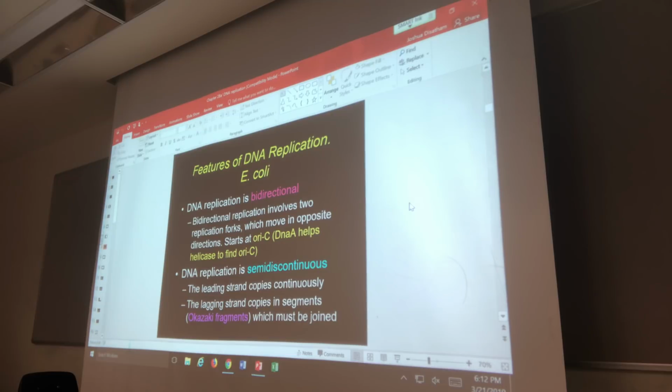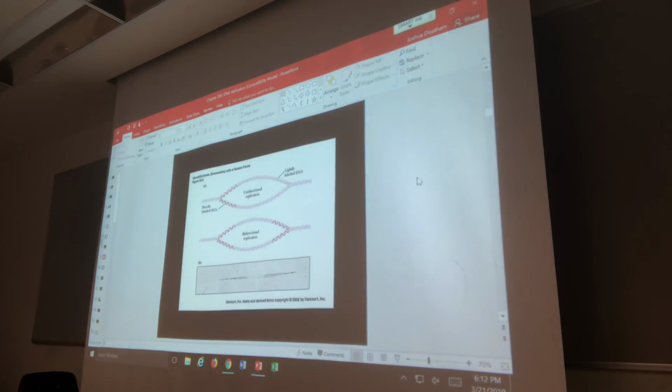All right, features of DNA. Make sure you know these features. Both of these features here, the phrases bidirectional and semi-discontinuous, apply not only to prokaryotes but to eukaryotes as well. Prokaryotes is just an extra little thing to worry about. So what does each mean? Let me go to a nice picture to illustrate what each one means.